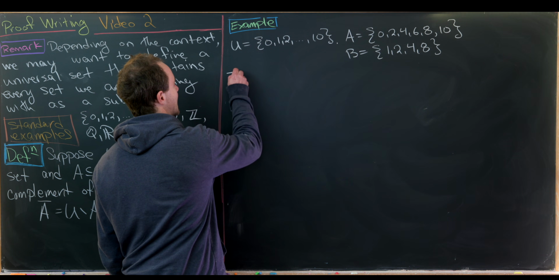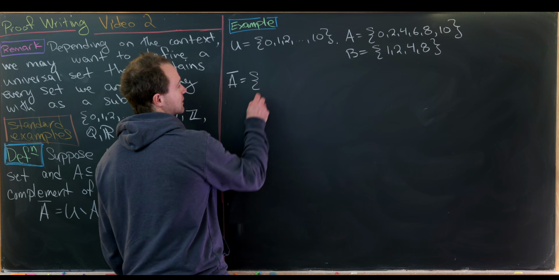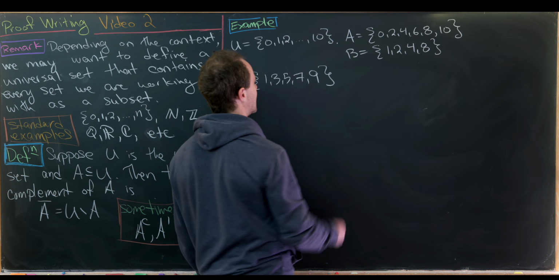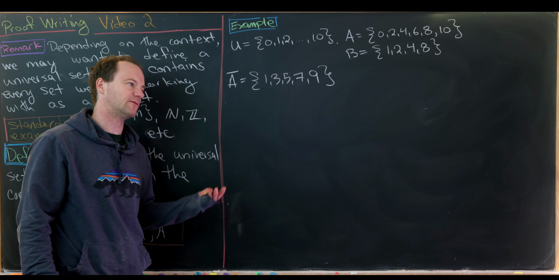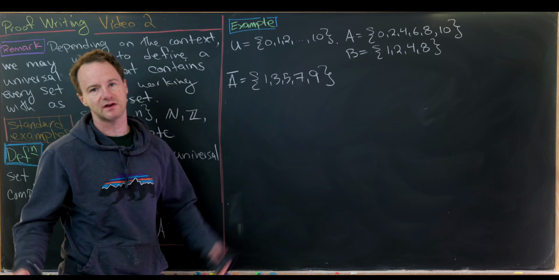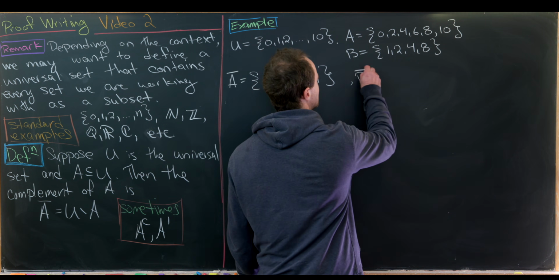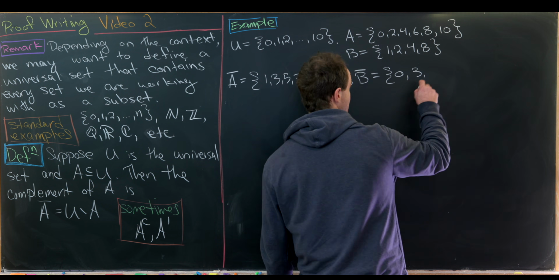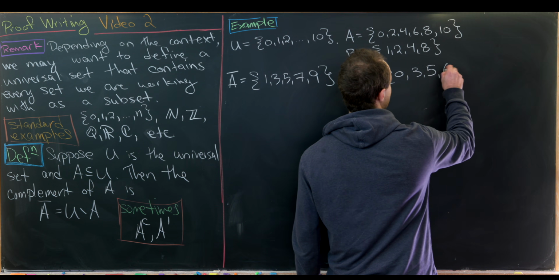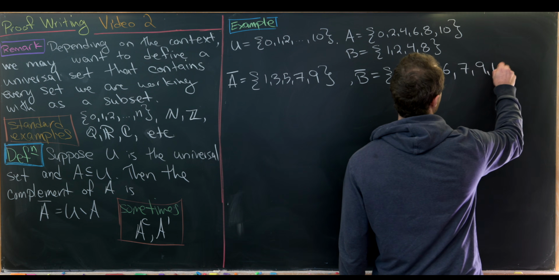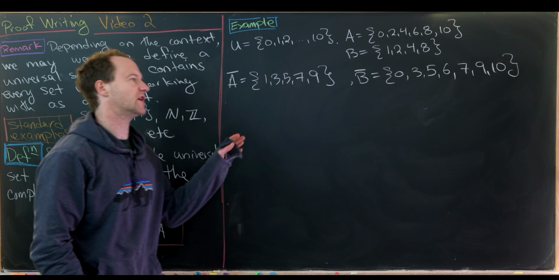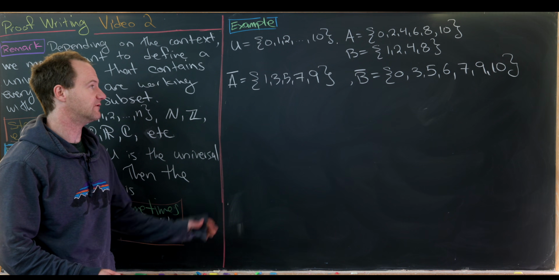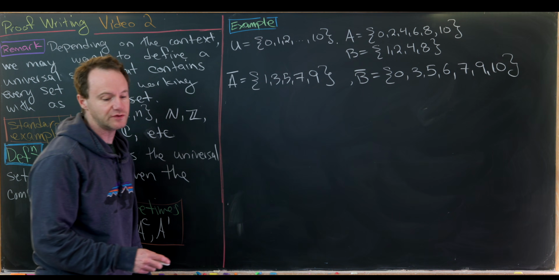So let's calculate A complement first. That's pretty straightforward. We have 1, 3, 5, 7, and 9. Those are all the odd numbers. That's pretty obvious. The complement of all of the even numbers should be all of the odd numbers. And then B complement will be, let's see, we'll start at 0, and then we get 3, 5, 6, 7, 9, and 10. So those are all of the non-powers of 2. So now let's do some combinations of this complement action with union and intersection.